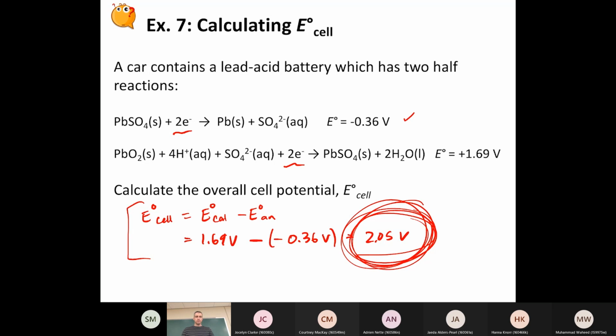Cool. I'm going to stop here. I think we're good. We got through quite a bit today. We figured out how to calculate the voltage of any electrochemical cell by looking at the two half reactions.